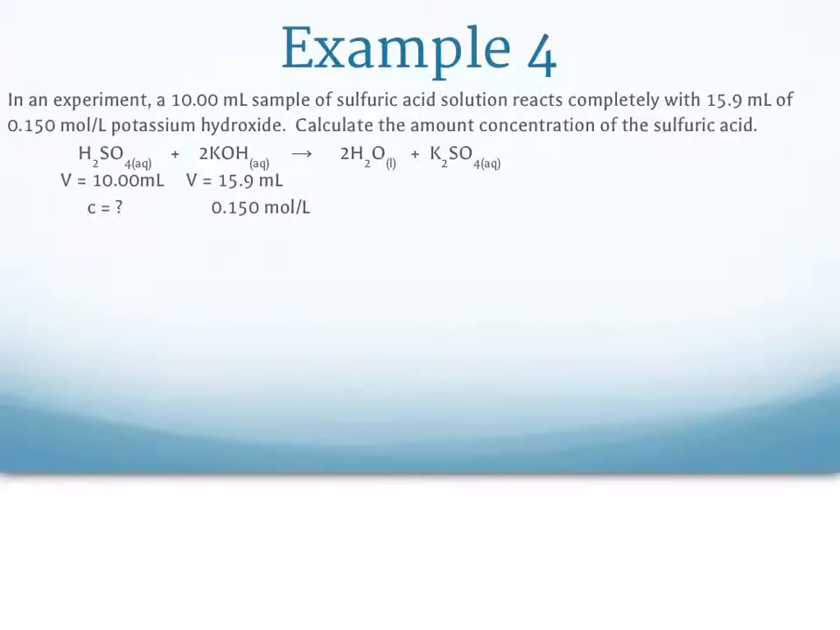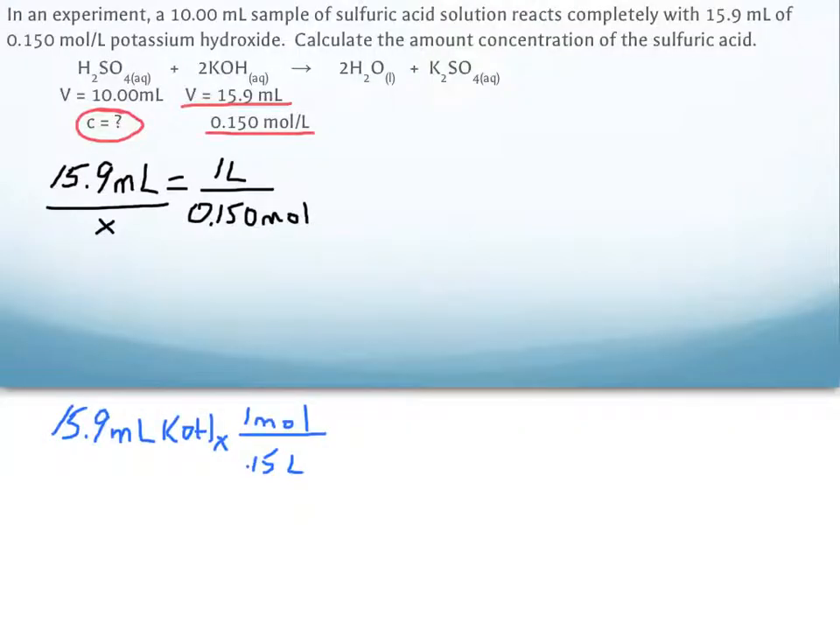The last example here again is a solution stoichiometry example. And this example gave us the volume and the concentration of one of our solutions. And what it's asking for is the concentration of the second solution. So as per usual, our first step is going to be finding the moles of what we know. So on the bottom here, I'm doing unit analysis, and my liters will cancel out, which means I'm going to have millimoles of KOH. On the top here, I am going to find that I'm doing 15.9 multiplied by 0.15, which is going to give me an answer of 2.385 moles.